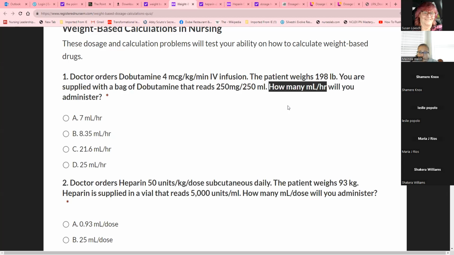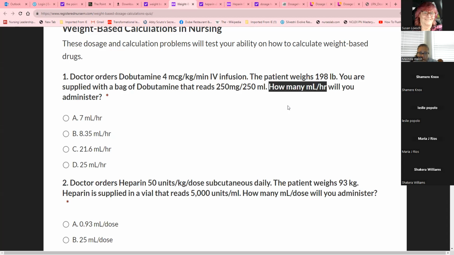Okay, so we're starting with weight-based calculations. We're going to look at the first one here. And again, I always look at the last statement in the question that tells me how to set the problem up, what formula I'm going to need. So if it's asking me for how many mLs per hour I'm going to administer, this is a dose. And whenever you're calculating a dose, you need your desired dose over what you have on hand.